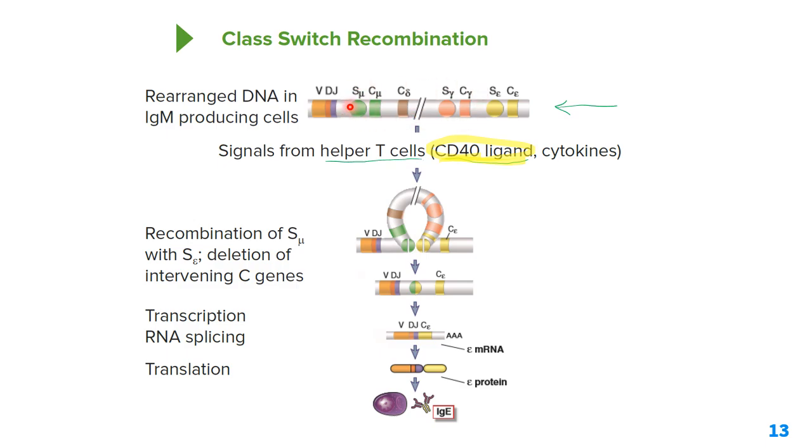So when you do class switching of antibodies, you can only go from M to something else, but you can never go back to M, because once you do the class switching, all the middle part of the DNA gets cut out of the genome. Okay? Everybody got this part?